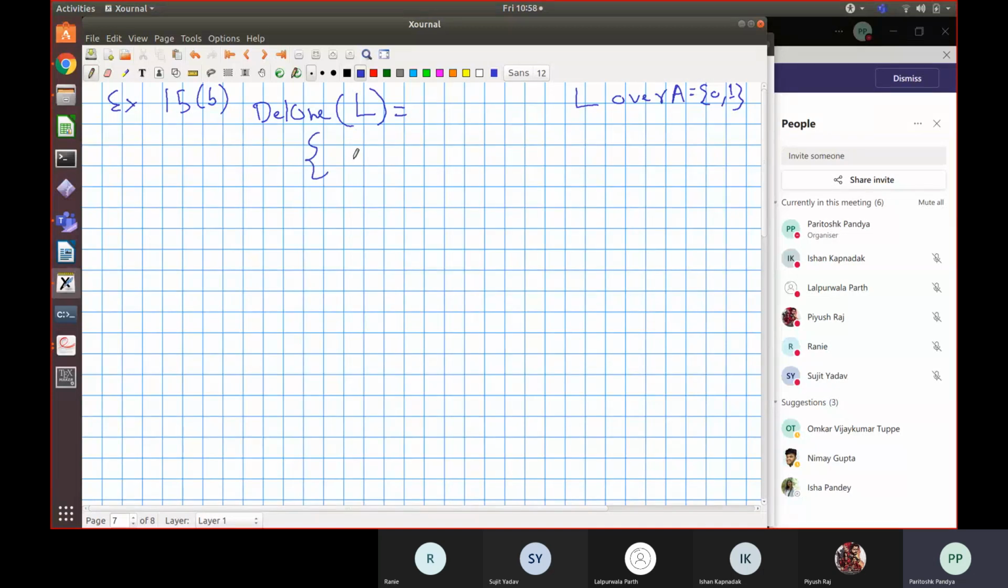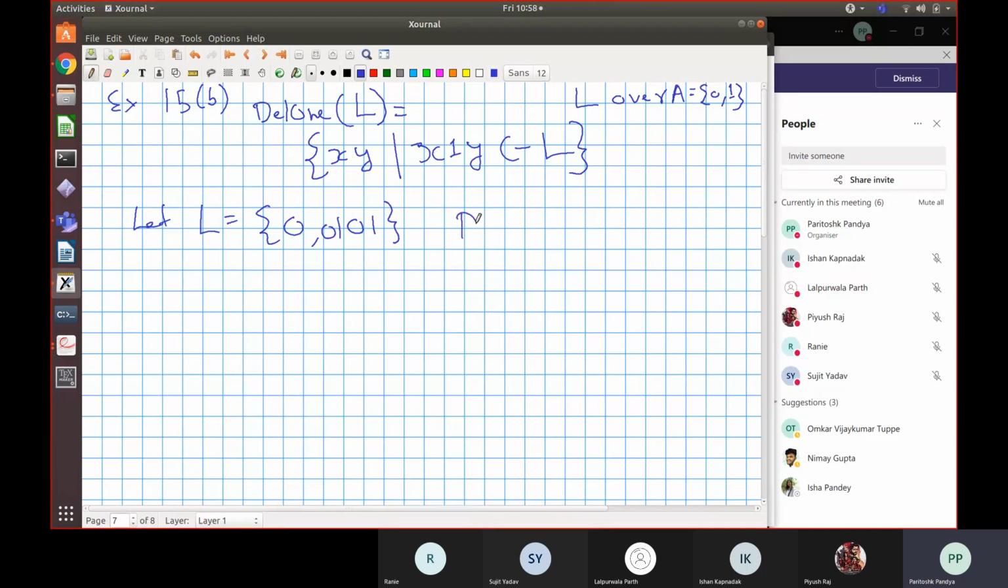Del1 of L is all words XY such that X1Y belongs to L. Is the definition of del1 of L clear? So let me give you an example. Let L equal to the language 0, or 0, 1, 0, 1. Right. This is my language L.